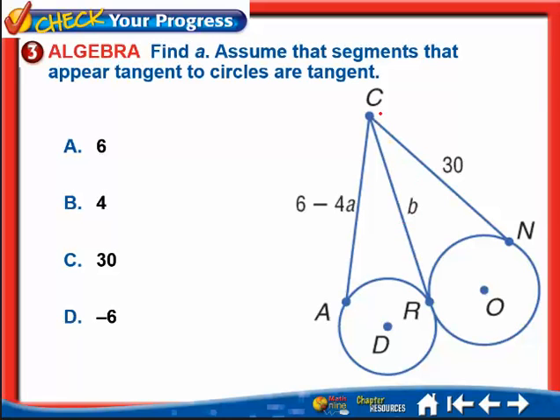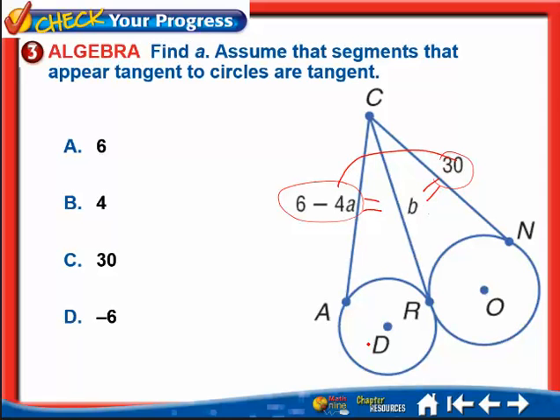Well, here's our external point. We have three different tangents here, but they have to be to the same circle. So I can't just say 30 is congruent to 6 minus 4a because these two tangents are not to the same circle, but these two are. So 30 is equal to b. And these two are. 6 minus 4a is going to be equal to b. So therefore these two are.